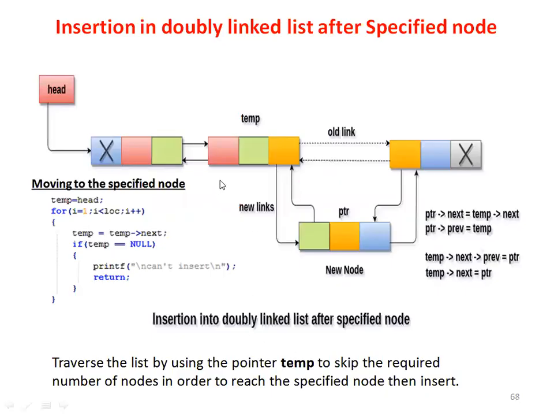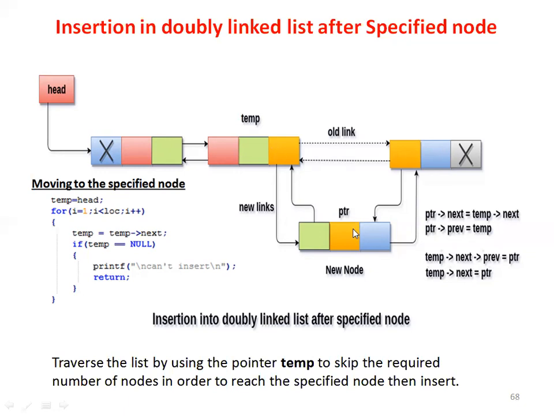In this diagram, you can see this is a linked list with three nodes. It's a doubly linked list. Node 1, node 2, node 3. Three nodes are there, and this is the last node. And we want to insert a new node at a specified position in this doubly linked list. In this case, the new node is to be inserted after this second node.